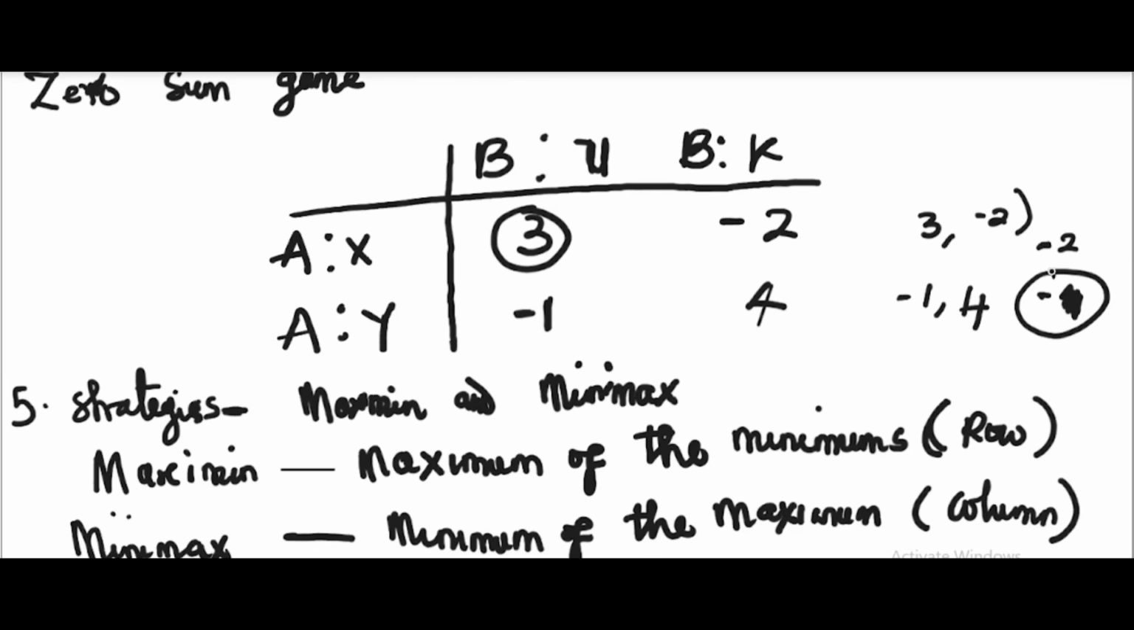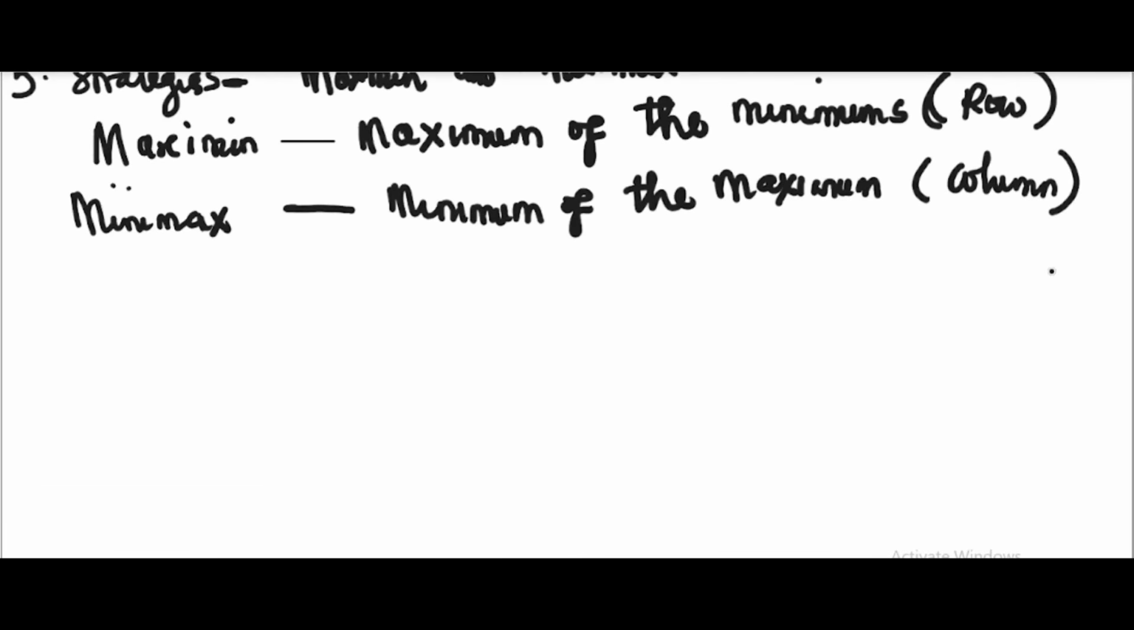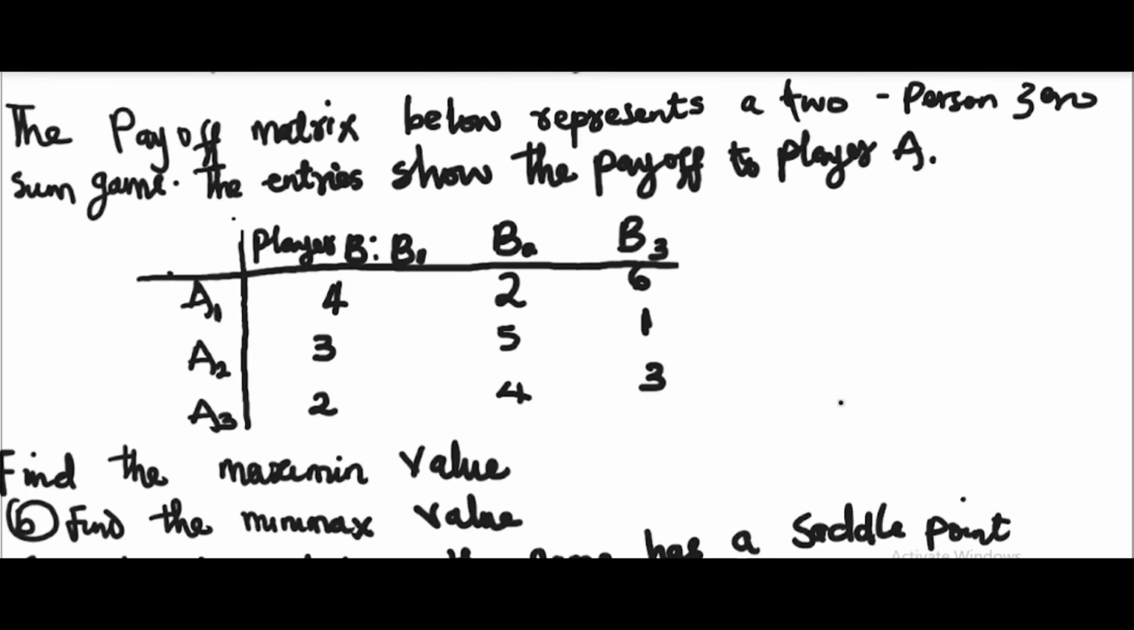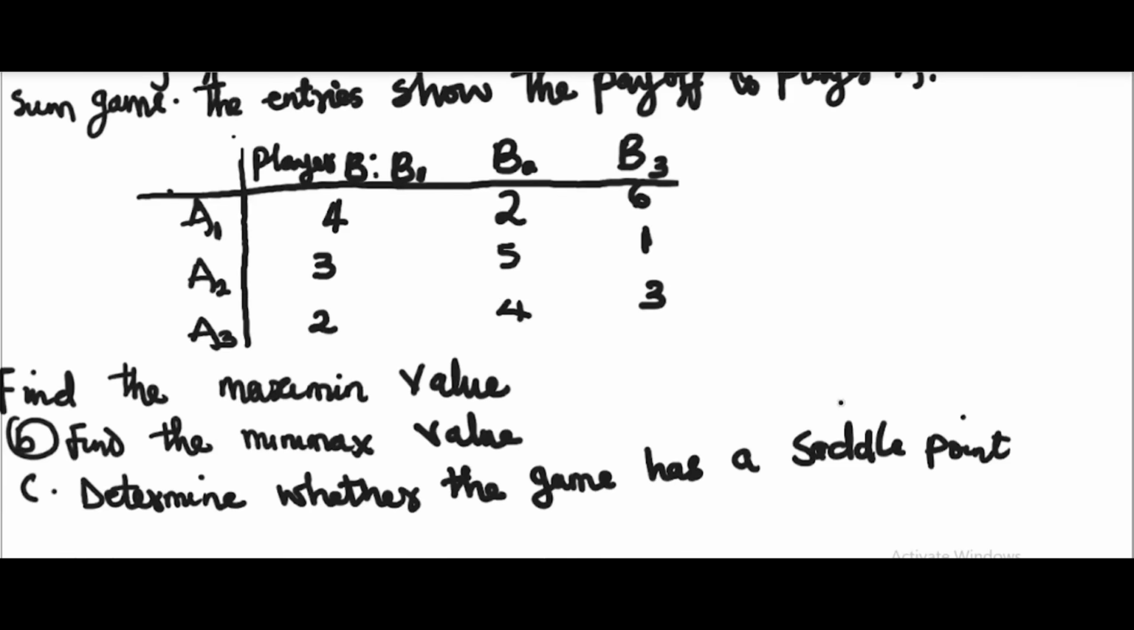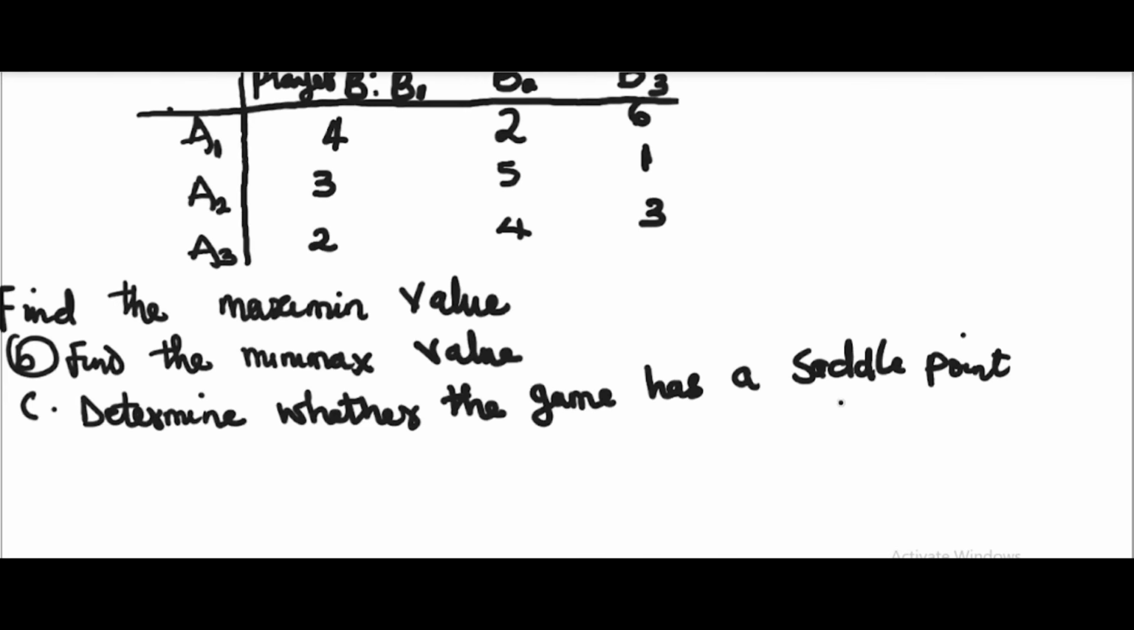So let's look at this question together. The question says you should find the maximin, then the minimax, and then determine whether the game has a saddle point. If you can answer parts A, B, and C of these questions comfortably, NECO, this is one topic that NECO loves so much, game theory. Now let's go. The first is maximin. To determine the maximin, we go row wise.